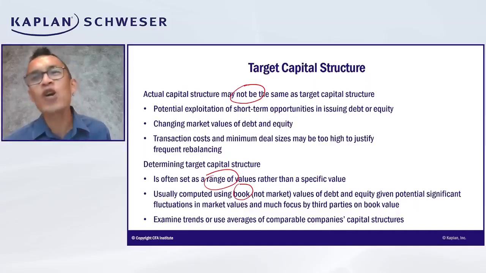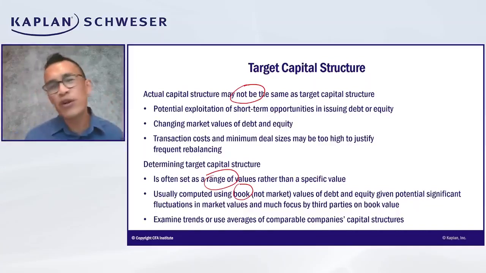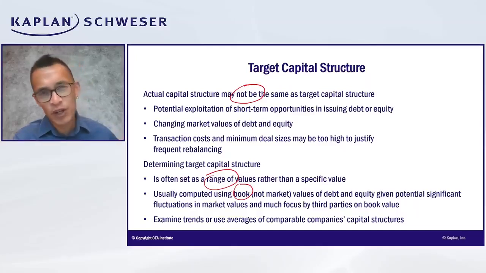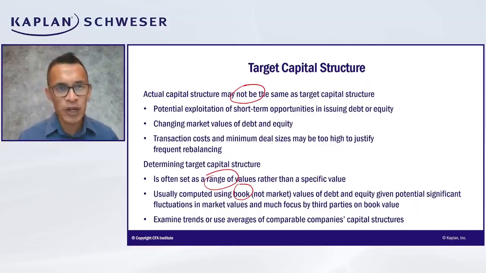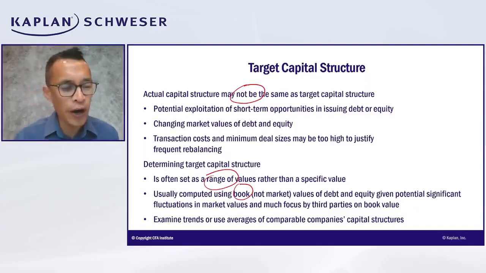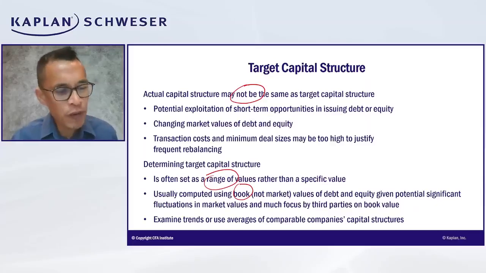So for exam purposes, make sure you are absolutely clear that we are dealing with two totally different circumstances, okay? Calculating weighted average cost of capital is not the same as determining target capital structure. So you've got to read the question carefully and know what context you're in. WACC is based on market values. Here, target capital structure is based on book values, okay?